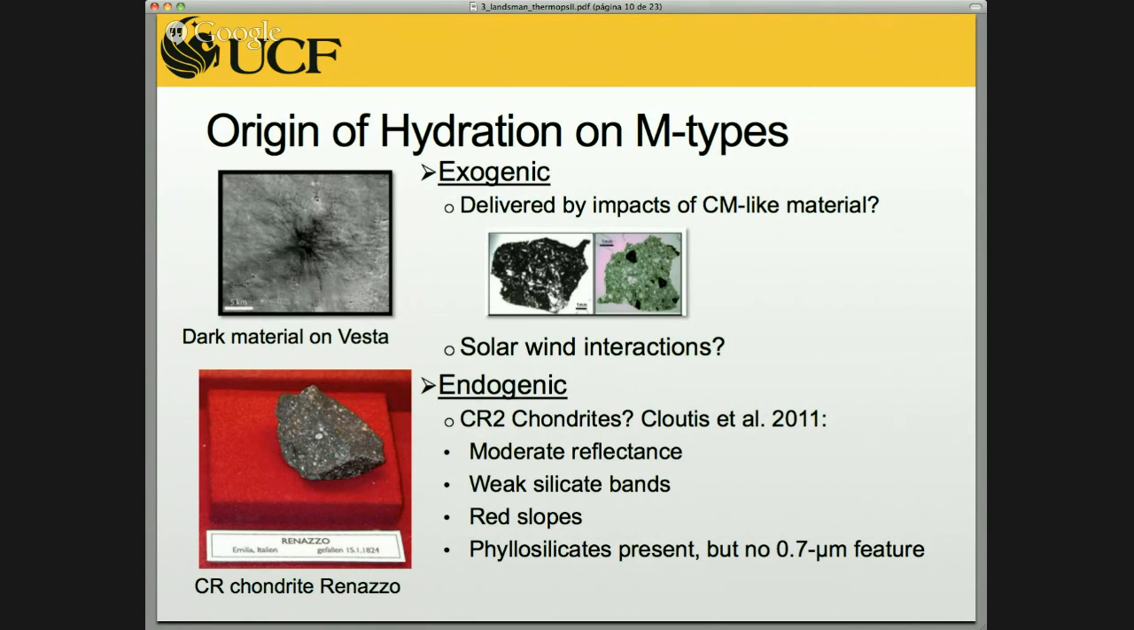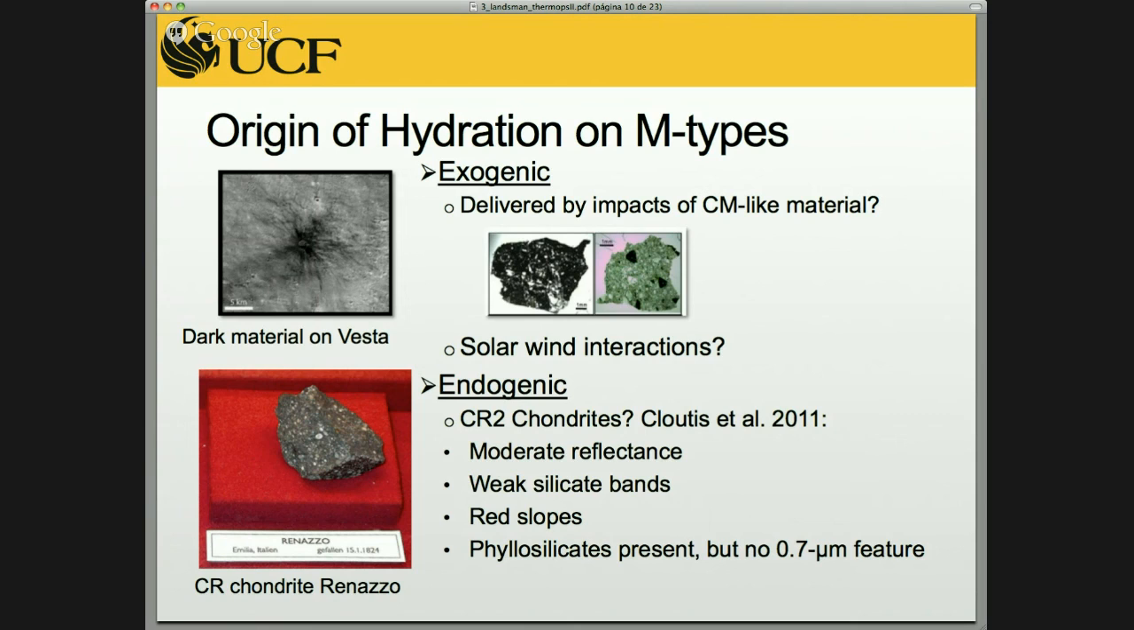Or we can consider the endogenic hypothesis, for example, CR2 chondrites. The main issue with carbonaceous chondrites being analogs for M-types is that they're too dark. But there are some strange CR2s that do have a more moderate reflectance in the visible. They do have weak silicate bands and red slopes and some phyllosilicates present. Again, I'm not a meteorite expert, so I don't know. This is just a possibility.